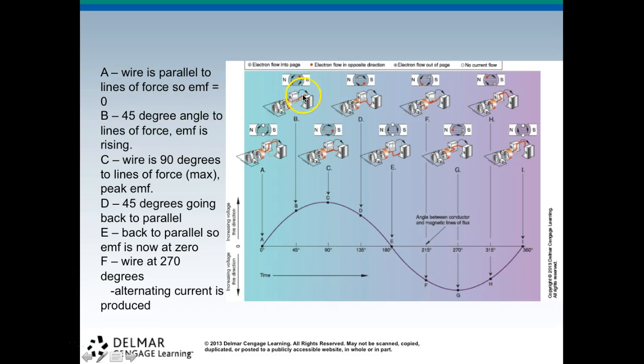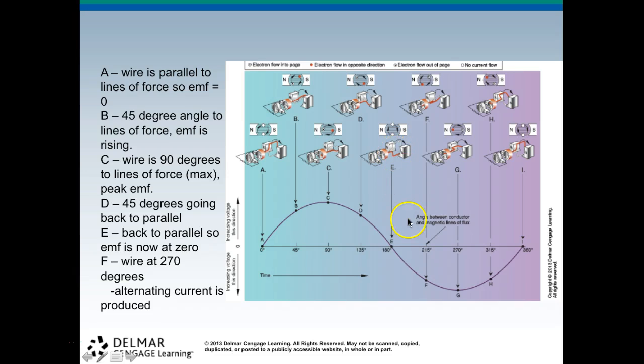B, you can see the armature is at a 45-degree angle, so the EMF is rising. C, it's at 90 degrees, which is max peak EMF. Then we're heading down to D, which is back to the 45, and it's going back to parallel. So you can see we're starting to lose our energy. And then E, it's back to parallel, so the EMF is 0 here.